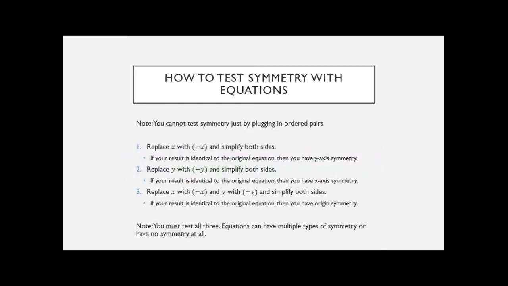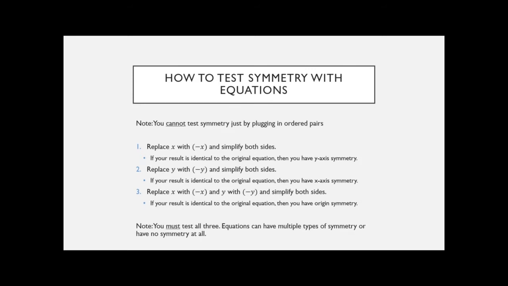So I did my best to put these in directions. When we test symmetry to see what type of symmetry it has, we don't want to plug in ordered pairs because one ordered pair may work, but another one might not. Testing by plugging in ordered pairs is basically a proof by example, and it's not a very good way to prove something because you're proving that it works for those examples, but not that it works for everything.